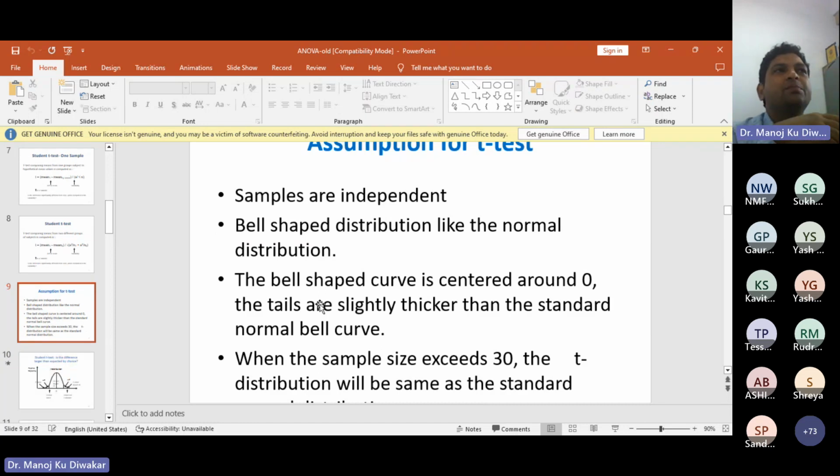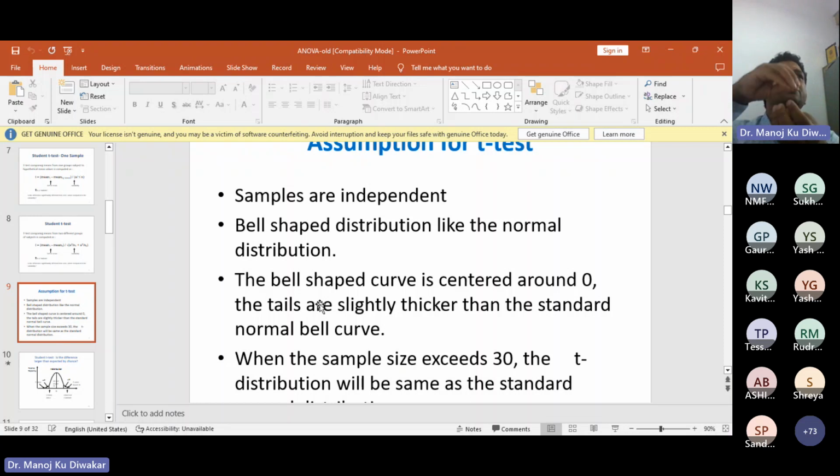Now we will come to the major part, that is the assumptions for the t-test. A lot of assumptions are required while you are doing the statistical analysis. It can be done very easily. You can just find the difference of these two samples and solve these problems. But what are the assumptions for the t-test? The samples are independent. I'm talking about the two sample t-test. So samples are independent, and well-shaped distribution like a normal distribution.